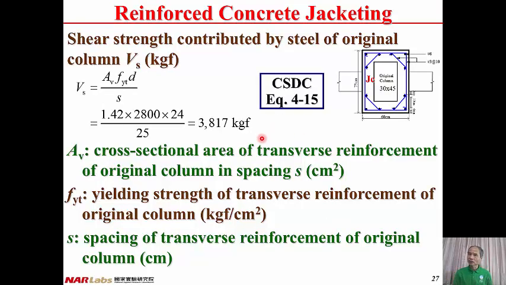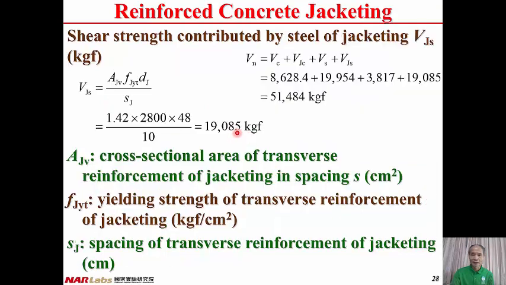And VS, the shear strength contributed by the transverse reinforcement of the original column. And here's the formula taken from the concrete structure design code, VS equal to 3 point something ton-force.